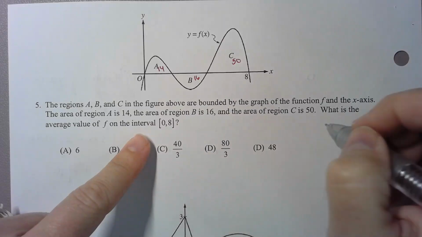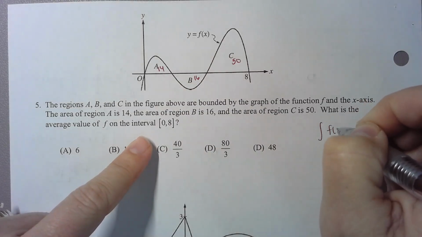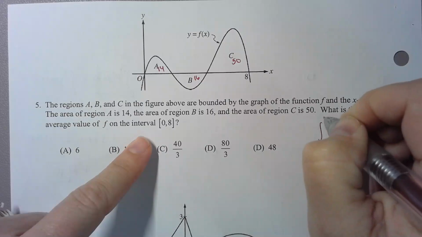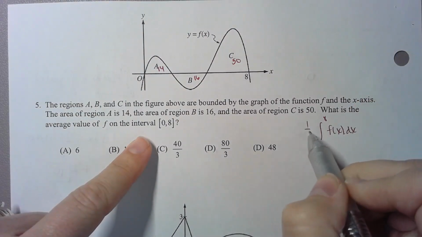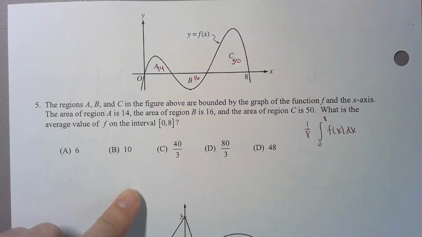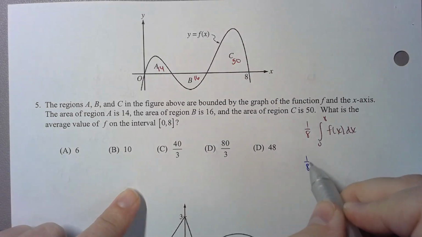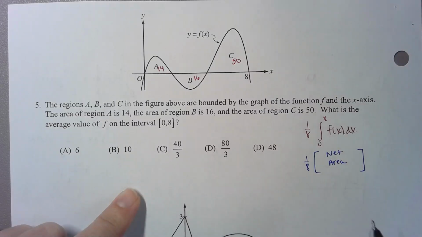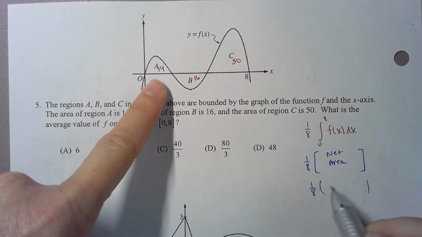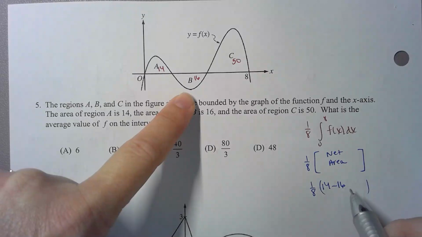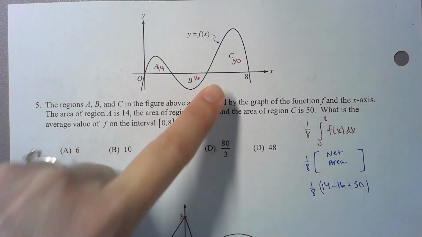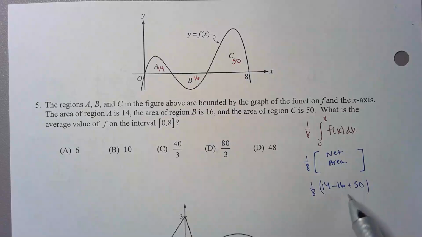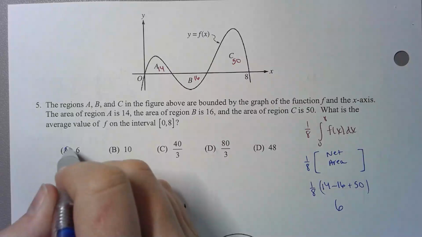If I want to find average value, we're going to add up all of the function values from 0 to 8, and then we divide by 8. Now remember, the integral says go find the net area under f. So I'm going to find the net area and divide it by 8. So I have 14 minus 16 plus 50. So let's see, what is that? 48 divided by 8, which is just 6.